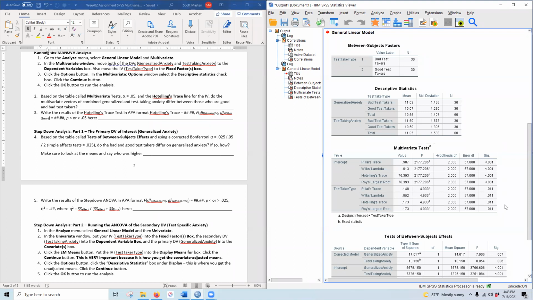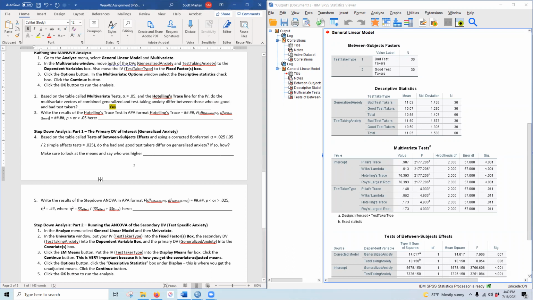So whatever's being compared here differs, right? Well, what's being compared? Well, it's comparing good and bad test takers on what? Well, combined generalized anxiety and test taking specific anxiety. It's like a three-dimensional sort of thing. So the short story is you can conclude that good and bad test takers differ on combined generalized and test taking anxiety together. So that's what the multivariate test tells you. So do the multivariate differ? I guess all I asked for was yes. So yes, they differ significantly. Good and bad test takers differ on combined generalized and test taking anxiety.